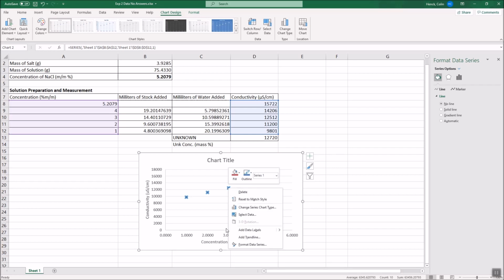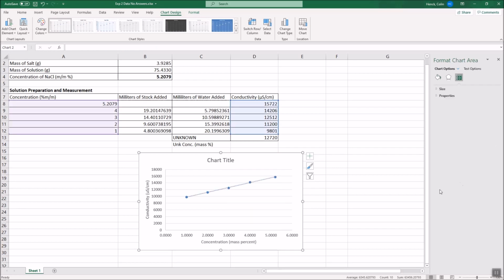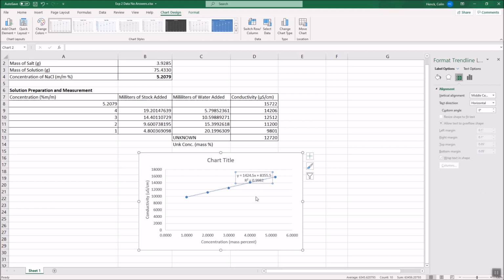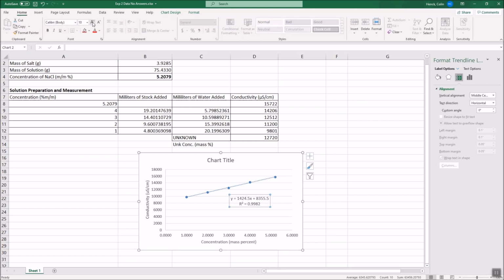I right click, I click on Add Trend Line, and it disappeared on me. So I'm going to do, there it is. All right, then I'm going to hit Display Equation on Chart and Display R Squared Value. Then I'm just going to come down here and go ahead and make this a little bit bigger so that you can see it.